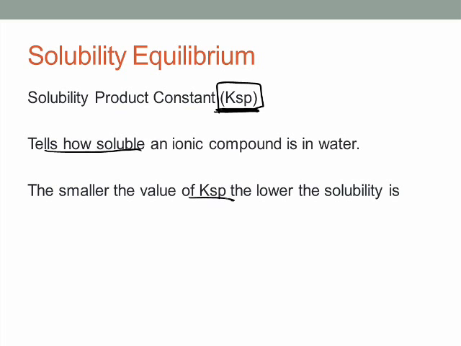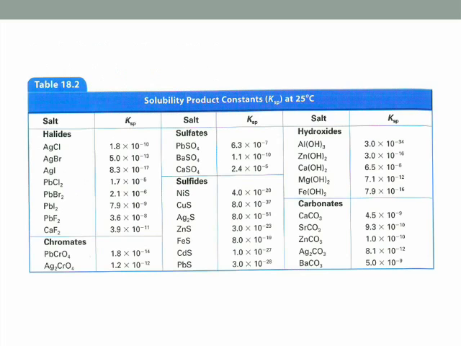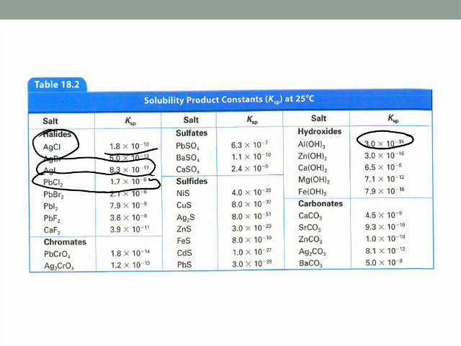The smaller Ksp is, the lower the solubility is. The higher, the greater the solubility is. So here are some solubility product constants. Here we have the solid salts, and this is how soluble they are in water. Of the halides, probably the most soluble here is lead chloride. The least soluble is silver iodide. The smaller the number, the less soluble, the less it dissolves in water.